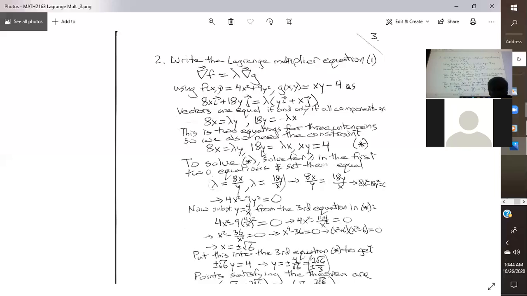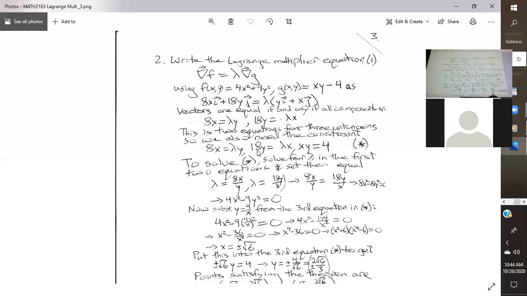So let's try that. In these first two equations, let's solve for lambda, where it says 8x equals lambda y. We get lambda equals 8x over y. In the second equation, we got 18y equals lambda x. We solve for lambda, we get lambda equals 18y over x. Now, these two expressions are both equal to lambda, so we set them equal. We get 8x over y equals 18y over x, right? Which then we can multiply through by xy.